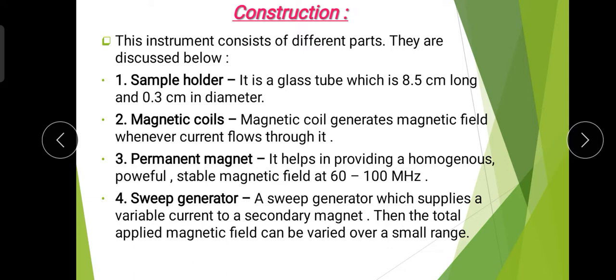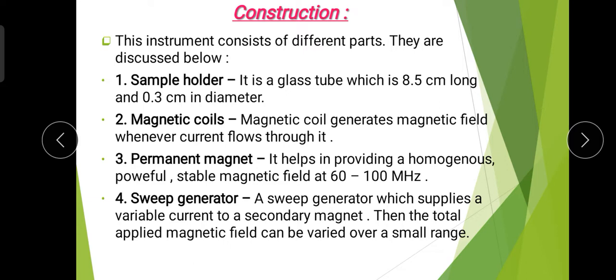So this is the sample holder, which is a very important part of the NMR spectrometer. Now the second one is the magnetic coils. A magnetic coil generates a magnetic field whenever current flows through it. We know that when we pass current through magnetic coils, there is a generation of the magnetic field.